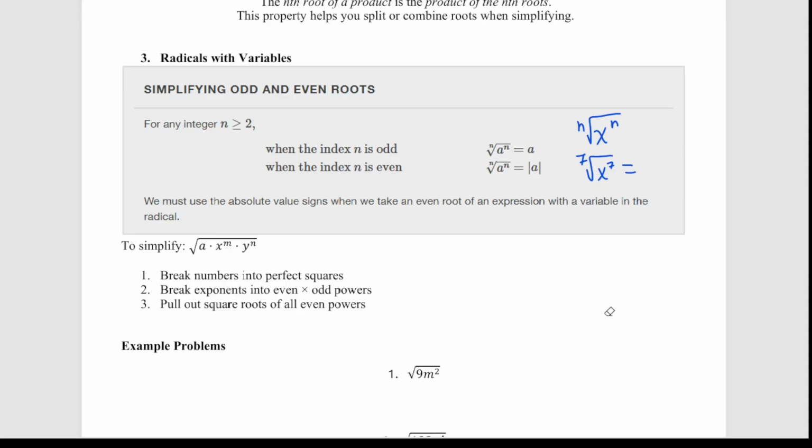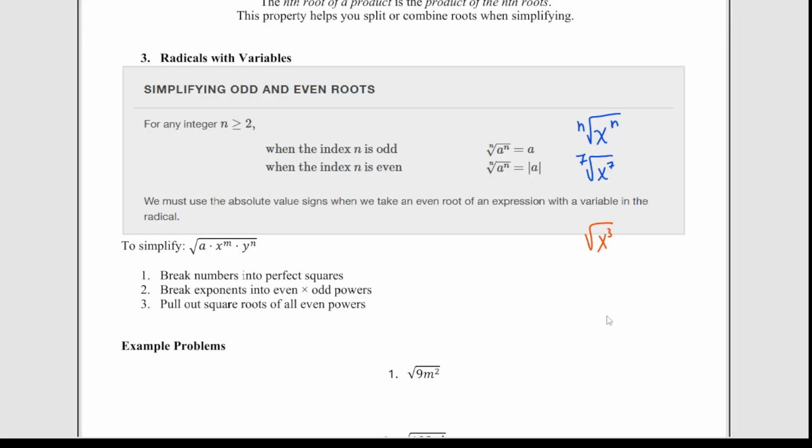And then thinking about my exponent rules, if I were to have something like x to the third power for a square root, what I would want to do is break that into the square root of x squared times the square root of x, since x squared times x gives me x cubed. And then the square root of x squared I would note would just become x. Square root of x would stay underneath there as is.